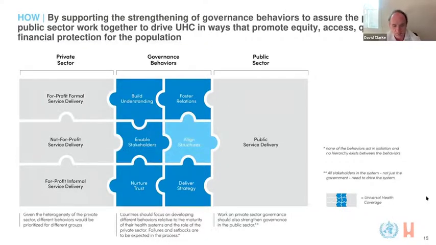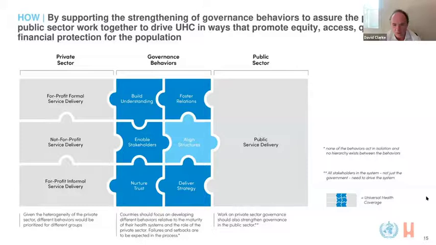The next governance behavior is about aligning structures. This is about ensuring a fit between a government's policy objectives and the different organizational structures and cultures that exist in a country, public and private. The objective is for relevant stakeholders to be structured and organized in a way which actively contributes to and aligns with the government's health policies and priorities.